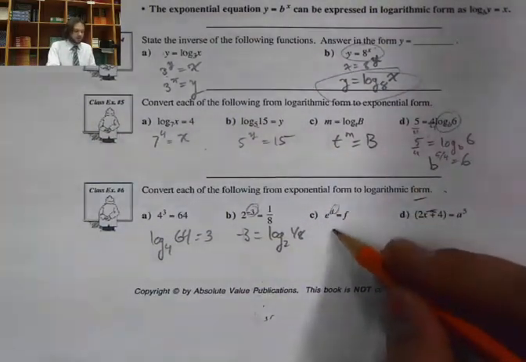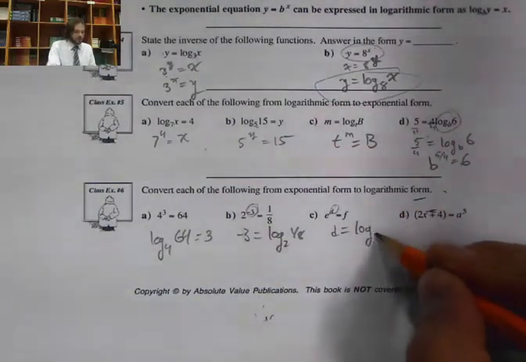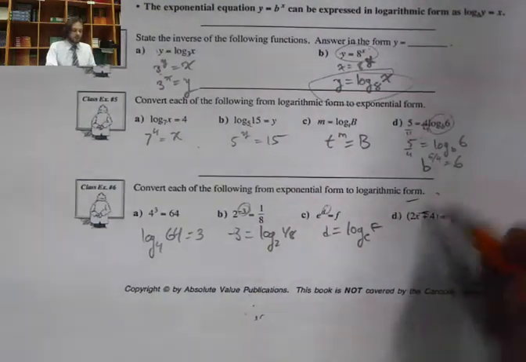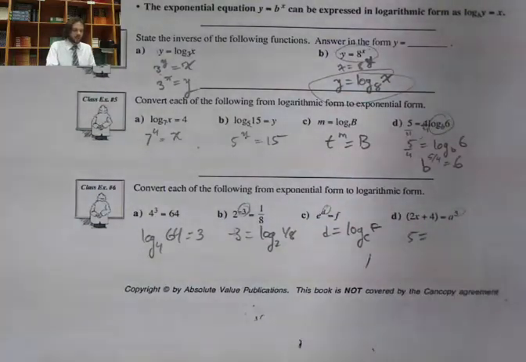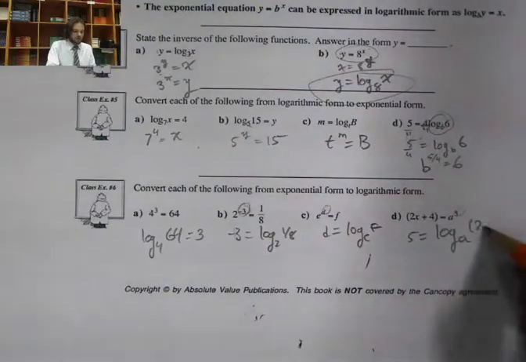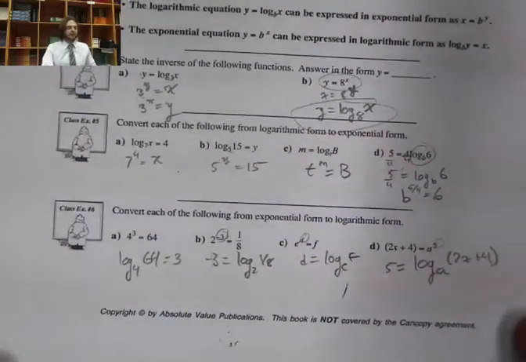Let's take a look at this one here. d is equal to, well, we have log base e of f. And the next one here, well, we'll try and find my exponent. 5, what is that equal to? Log base a of 2x plus 4. Put that in brackets. All right? So that's how we do that.